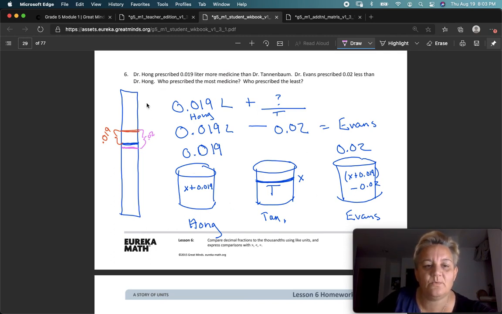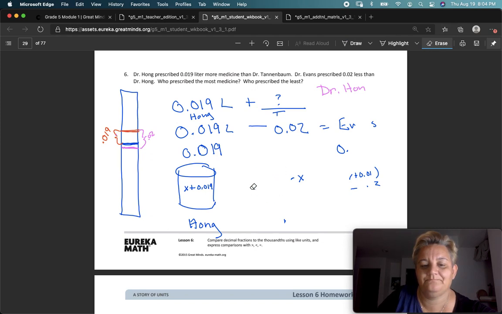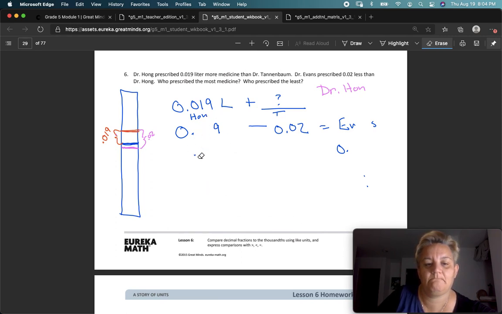Who prescribed the most medicine? Well, Dr. Hong prescribed more than Tannenbaum. And Evans prescribed less than Dr. Hong, right? So who prescribed the most? Well, that one's pretty easy. Dr. Hong, that's this orange one. Dr. Hong, I'm going to erase all this because I think I'm just confusing you. Slow time erasing.